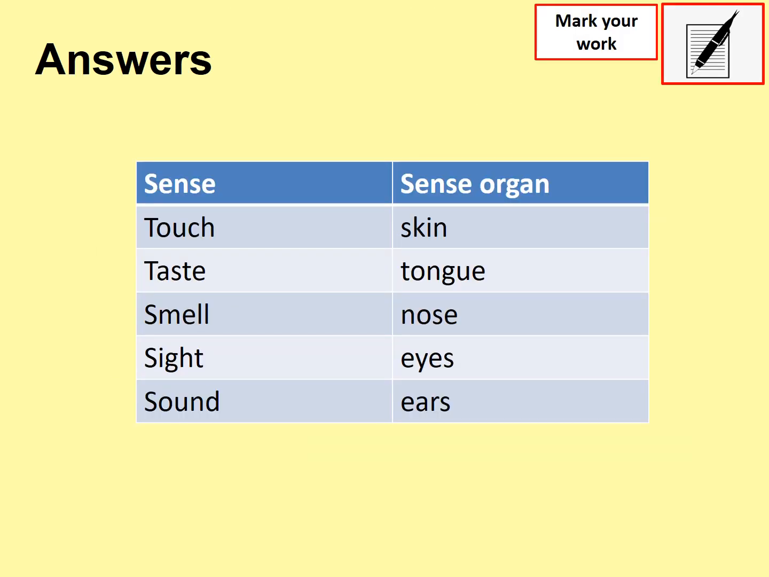Okay, guys, so the answers that you should have written down are the sense touch belongs to the sense organ skin, the sense taste belongs to the sense organ the tongue, the sense smell belongs to the sense organ the nose, the sense sight belongs to the sense organ the eyes, and the sense sound belongs to the sense organ the ears.